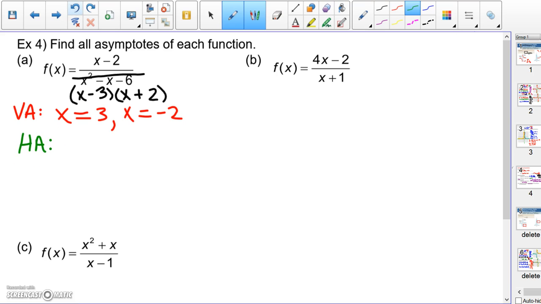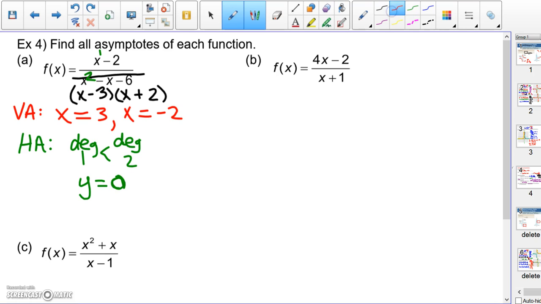In order to do that, you need to look at the degree. See how the degree of the top is 1, and the degree of the bottom is 2? So you compare those. Degree of the top is less than the degree of the bottom, so that means we have a horizontal asymptote at y equals 0.